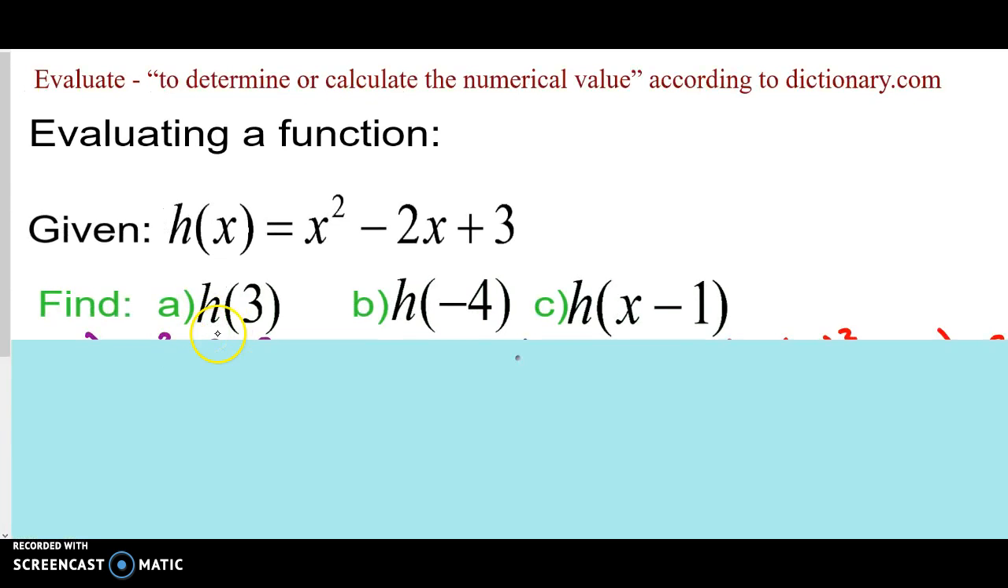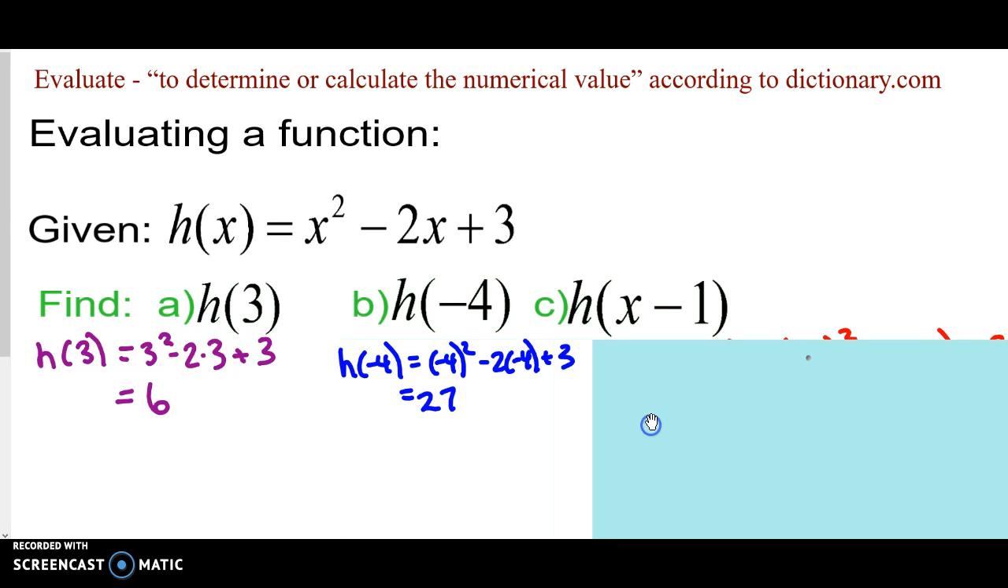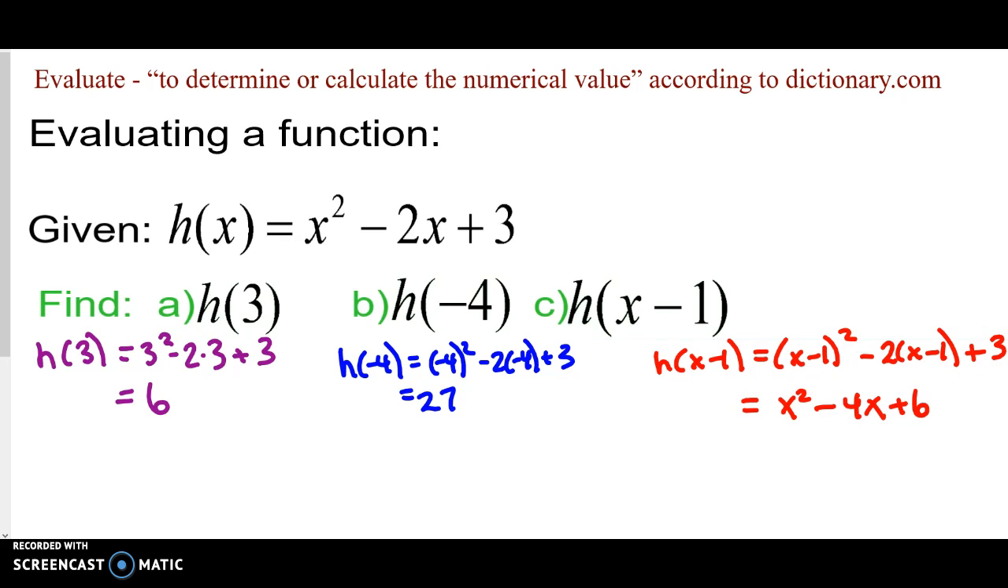So first, I asked you to evaluate h of 3. So when I do that, we should get h of 3 equals 6. For letter B, we would get 27. h of -4 equals 27. And the last one, which is slightly different than the rest, we should have h of x minus 1 is, final answer, x squared minus 4x plus 6.